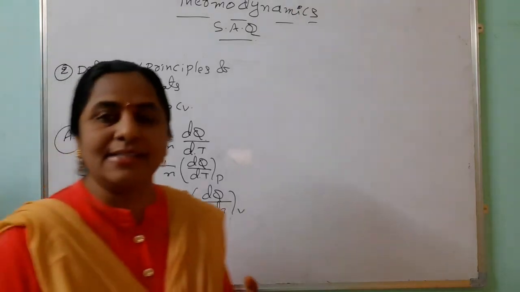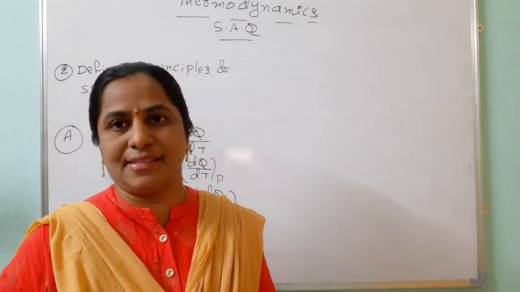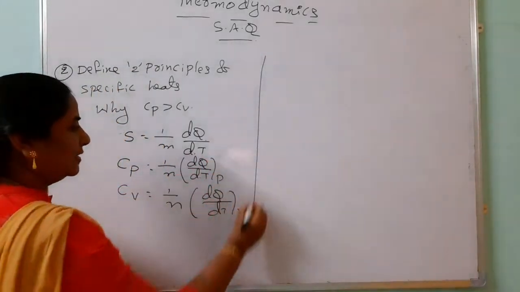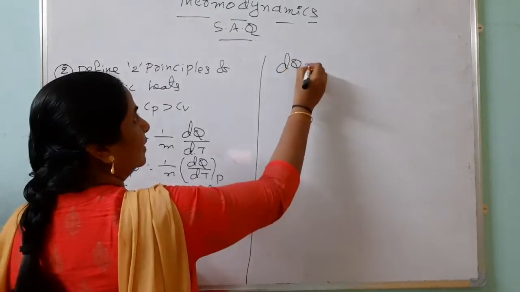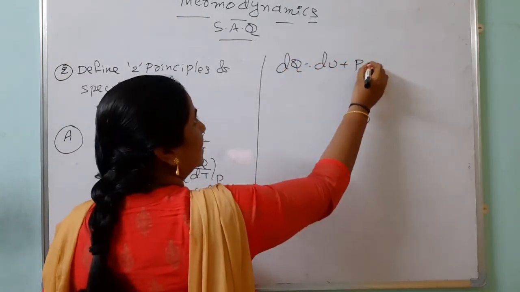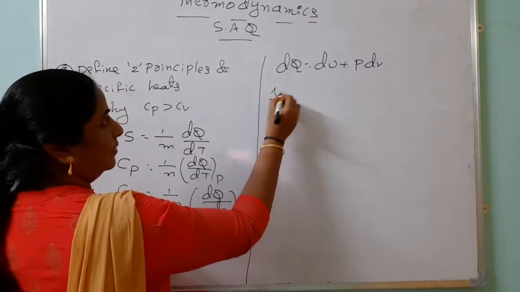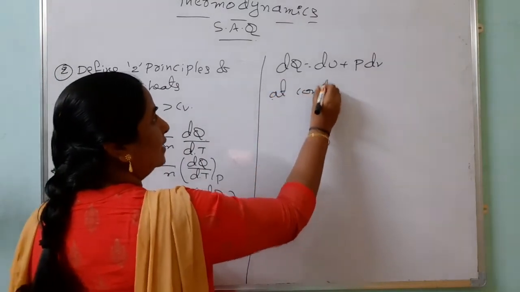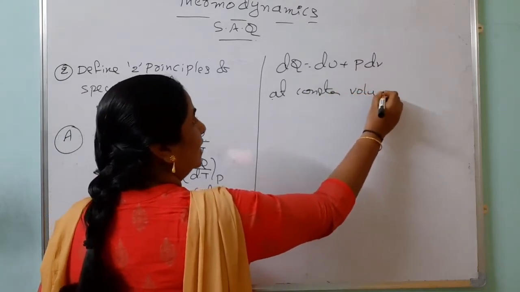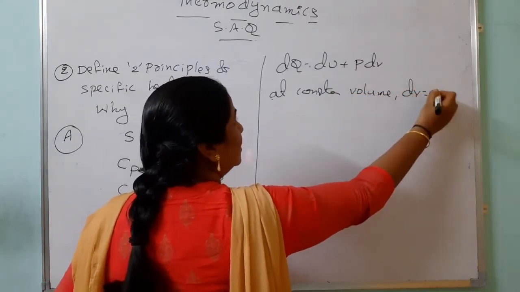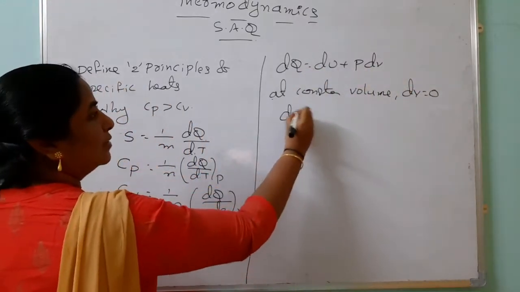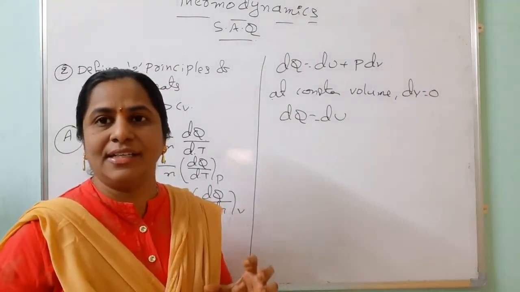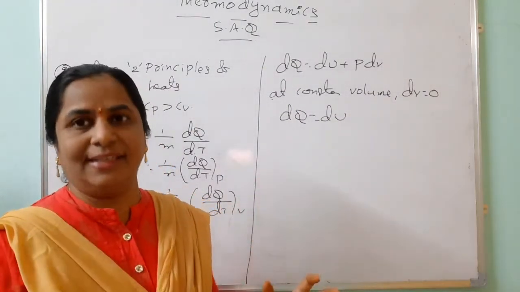Then one more part is there in this. Why Cp is greater than Cv? Just now we discussed the first law of thermodynamics. See, dq equals du plus pressure into change in volume. If at constant volume, the change in volume equals how much? 0. So dq equals du. So at constant volume, whatever heat energy we provide is utilized to increase the internal energy.